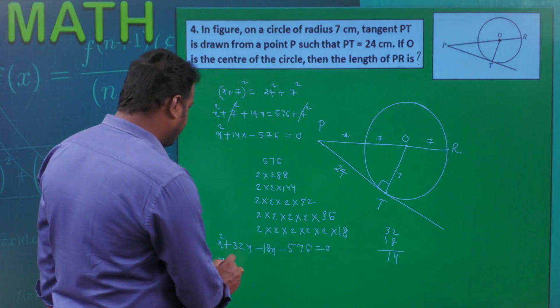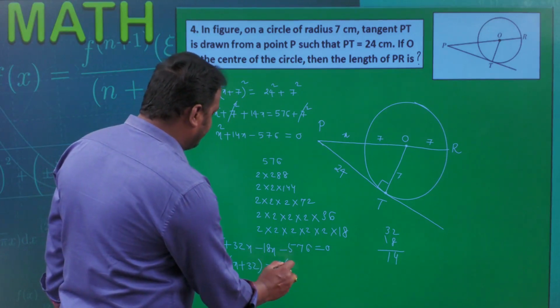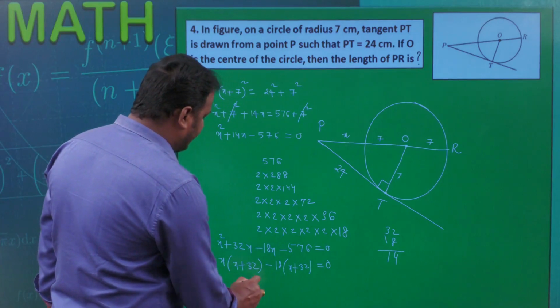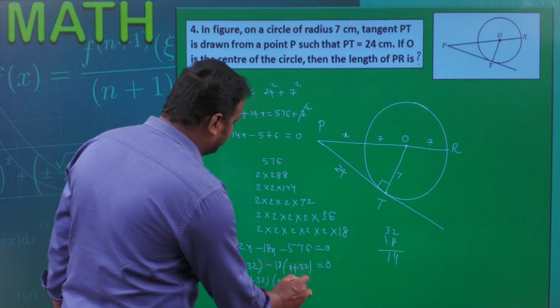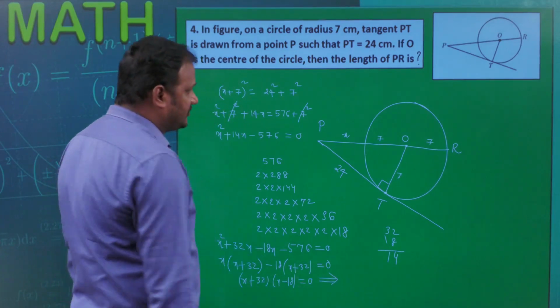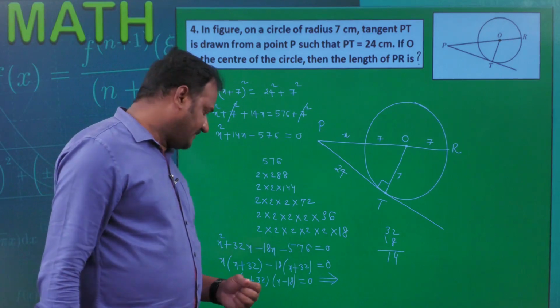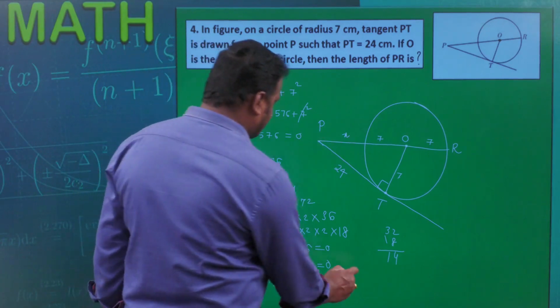From these two I can take one x common, then x plus 32 minus 18 common, remaining x plus 32 is equal to 0. So finally I get x plus 32 is one factor and x minus 18 is one factor equal to 0. X plus 32 is equal to 0, then x is equal to minus 32, but length cannot be negative. X minus 18 equal to 0, x is equal to 18.